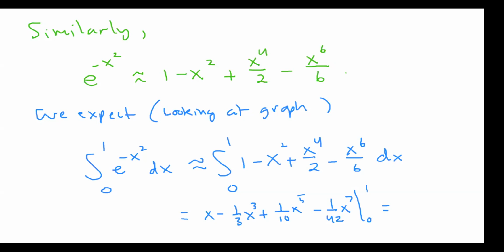This is 1 minus a third plus a 10th minus 1 divided by 42. And so when you compute this, you get 26/35, which is approximately 0.7428. So what I'm computing here is just the integral from 0 to 1. I'm approximating it. And now we're going to make the point that was sort of the foreshadowing to come.